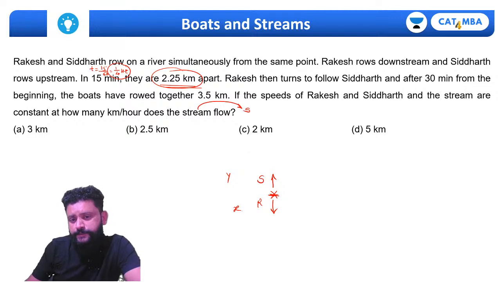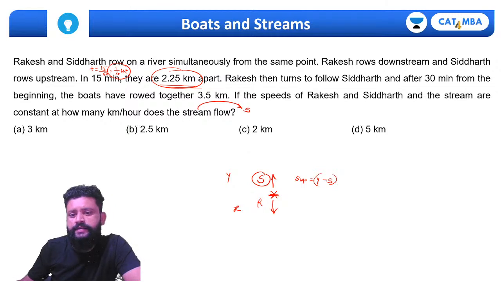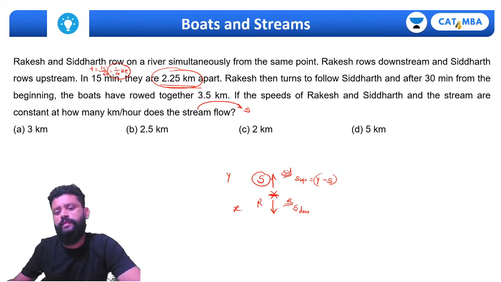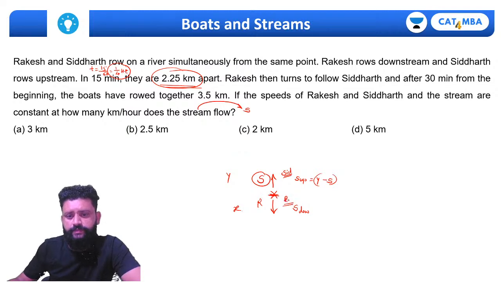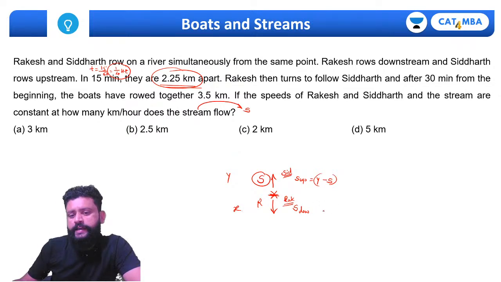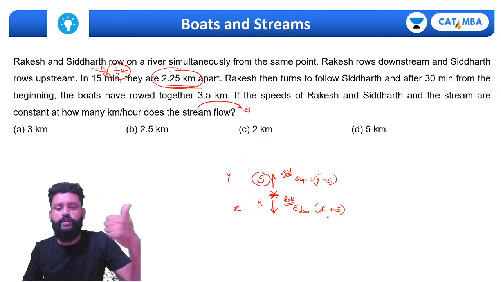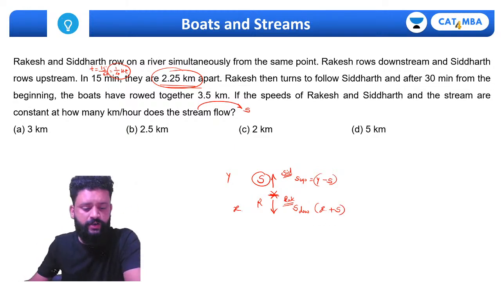So definitely Siddharth is going upstream, so his resultant speed, speed in upstream for Siddharth, will be y minus s, and the downstream speed is for Rakesh, this is for Siddharth, this is for Rakesh, and Rakesh's speed we assumed x, so it becomes x plus s. Hopefully all of you understood this. Give me a thumbs up guys if you understood this part.